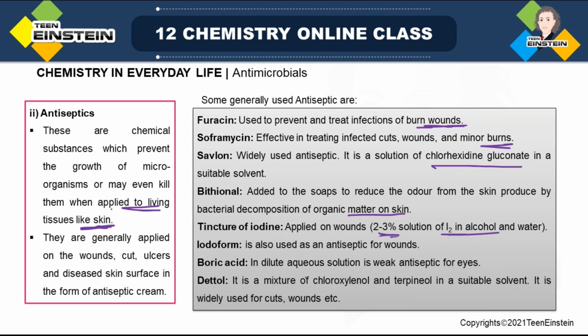Iodoform, we all know the iodoform reaction. So iodoform is basically CHI3, a yellow precipitate formed, remember, in the iodoform reaction. So it is also used as an antiseptic for wounds. Boric acid, a dilute aqueous solution of this acid, is a weak antiseptic for eyes only. And Dettol is a mixture of two compounds, chlorxylenol and terpineol, in a suitable solvent. Now its use, we all know it, and we have also used it.